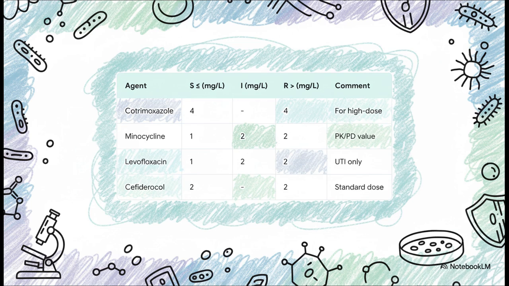Okay, back in the lab, this one's for us. Interpreting the susceptibility results for Stenotrophomonas maltophilia is really tricky, and the EUCAST breakpoints reflect that. The key thing to remember is how specific these are. The cotrimoxazole breakpoint, for example, assumes the patient is getting high-dose therapy. The levofloxacin breakpoint is only for uncomplicated UTIs, and for a lot of these drugs, that I category, susceptible increased exposure, is so important. It's telling us that to be effective, you need optimized high-dose therapy.